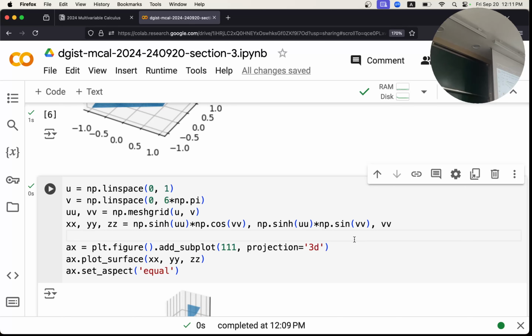Try the catenoid. Try to draw the catenoid. Is that the figure? But that doesn't look like a catenoid, a helicoid. What went wrong? Oh, you put the VV here.